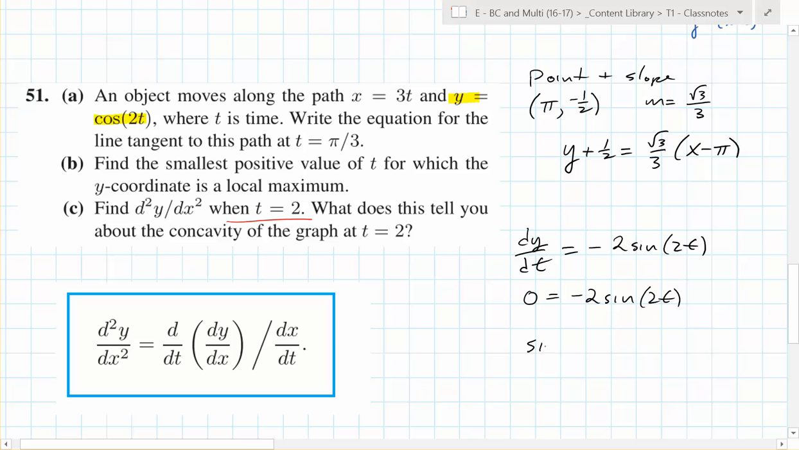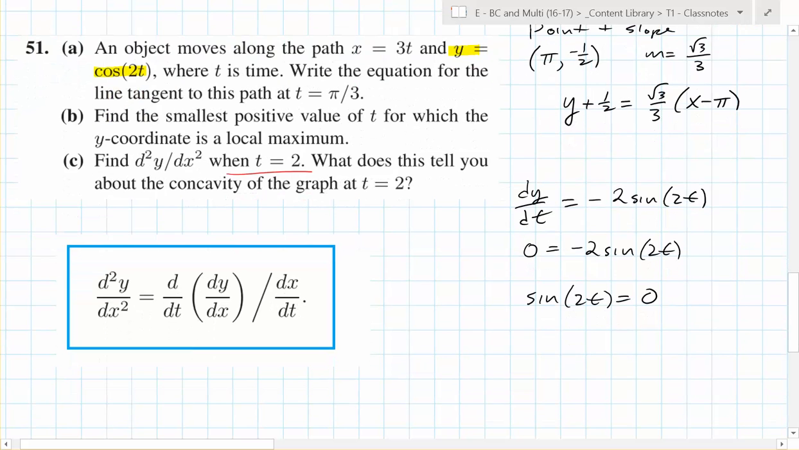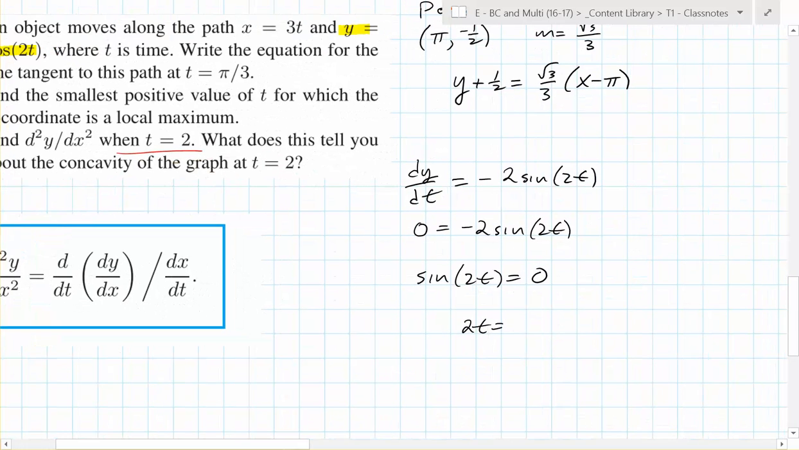So what do you have here? Sine of 2t is equal to what? 0. So what does 2t have to be equal to? Sine of what is 0? 0, pi, 2 pi, etc., right? So t is going to be what? 0 or pi over 2 or?